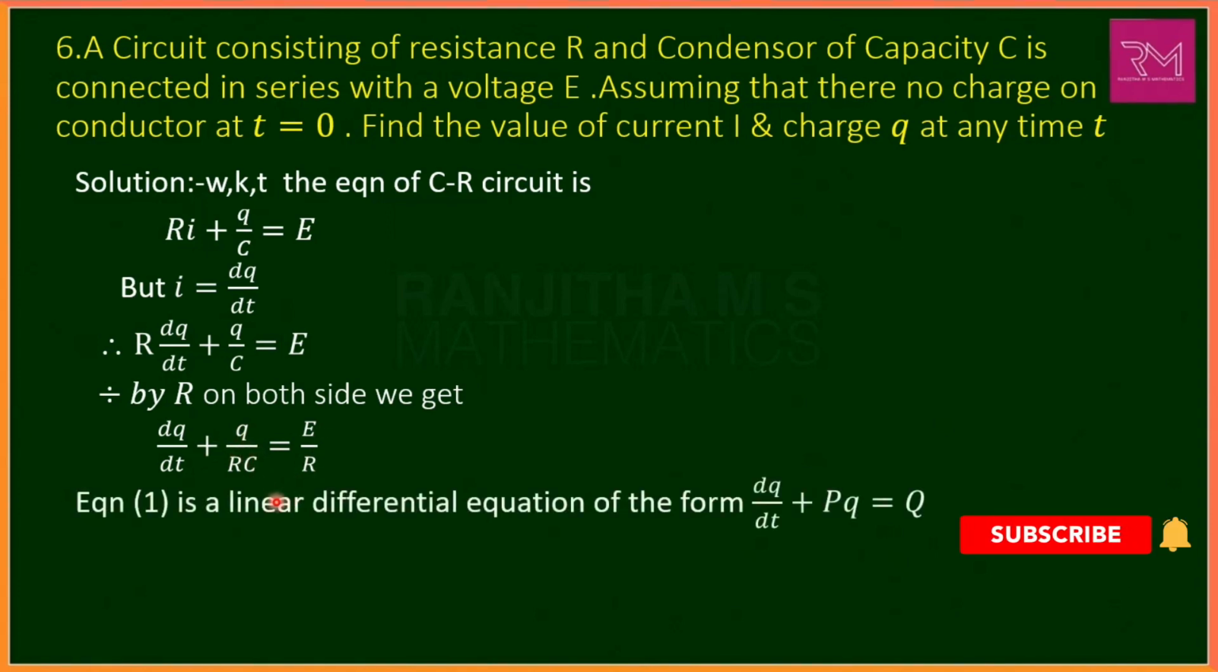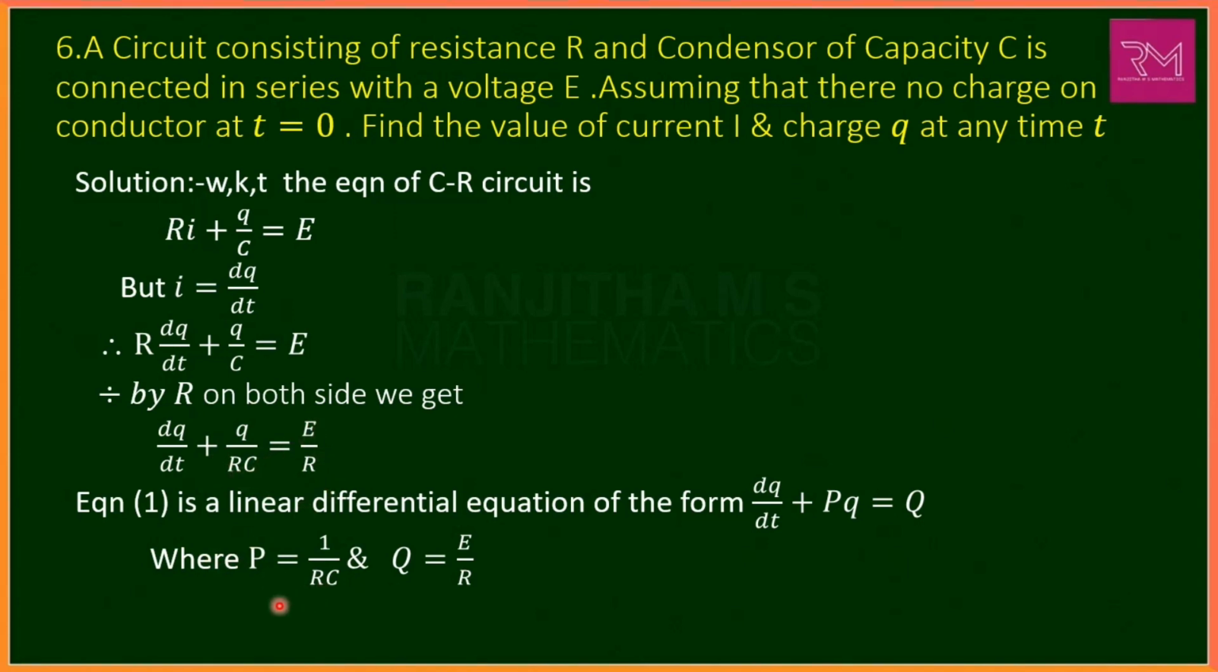So we can conclude this is a linear differential equation of the form dq by dt plus P into q is equal to Q, where capital P is 1 by R into c and capital Q is E by R. Once you obtain P and Q values, we have to find the integrating factor, that is exponential power integral of P of t into dt. Substitute the P value, we get exponential power integral of 1 by RC into dt. Here 1 by RC is constant, take it outside the integration.